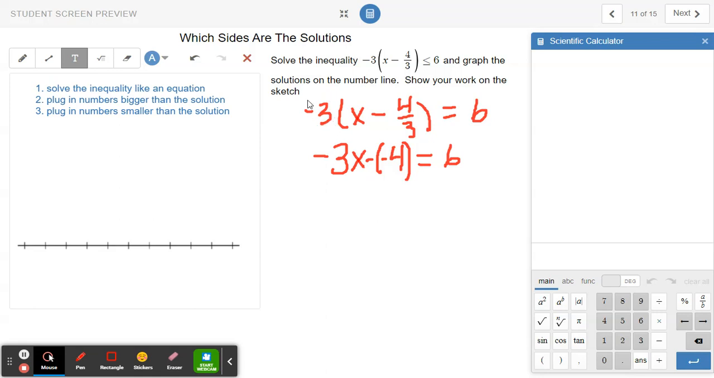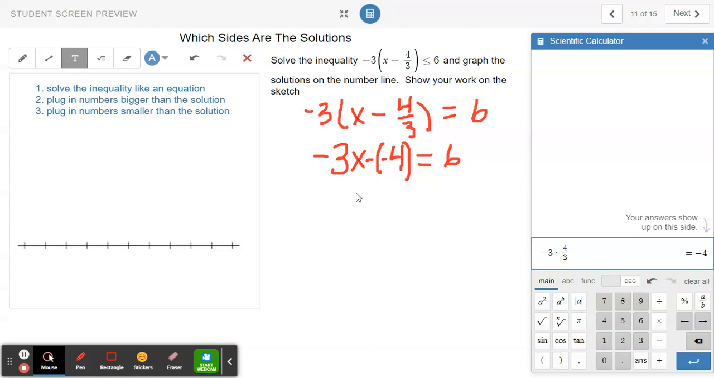So -3 times x is -3x, right? A negative times a positive is a negative. And then we're subtracting, so I put subtract. And then -3, and I want to put this in the calculator to show you. -3 times, and then we have a positive 4/3, right? Because this is subtraction. So times 4/3 actually equals -4. All right.